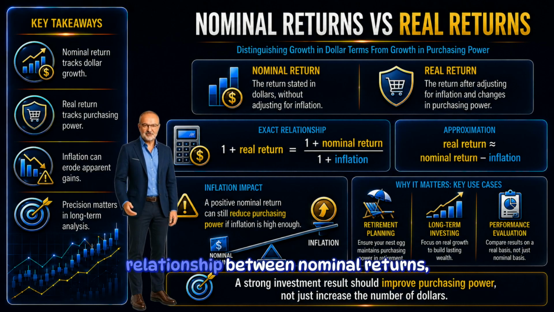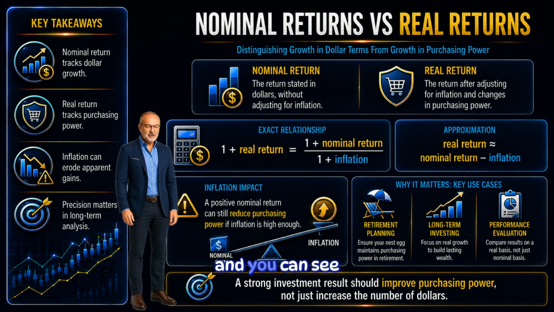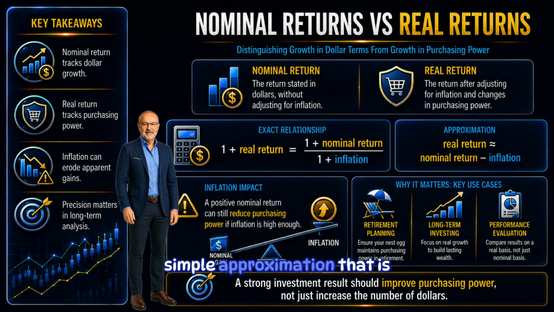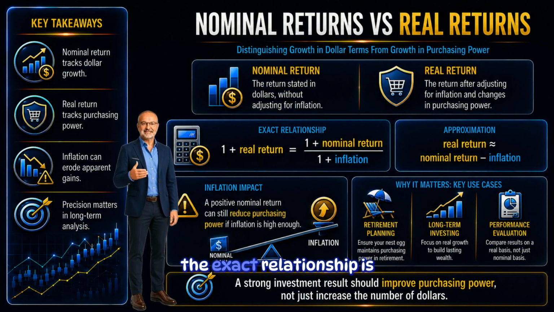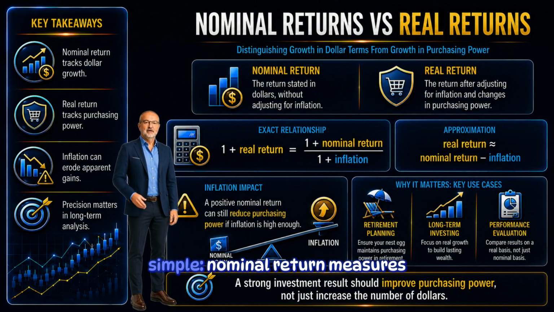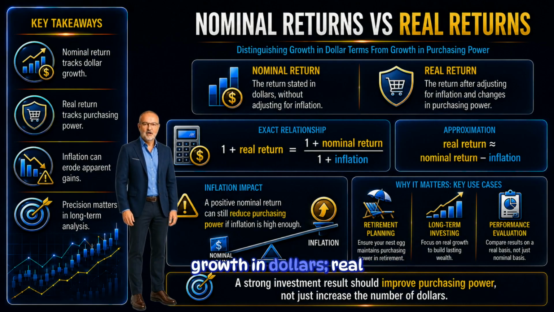There is an exact relationship between nominal returns, inflation, and real returns, and you can see that relationship in the visual. There is also a simple approximation that is often used when rates are moderate. But when precision matters, the exact relationship is the better tool. The main idea is simple. Nominal return measures growth in dollars. Real return measures growth in purchasing power. A strong investment result shouldn't only increase the account balance. Over time, it should help preserve or improve what the investor can actually consume.